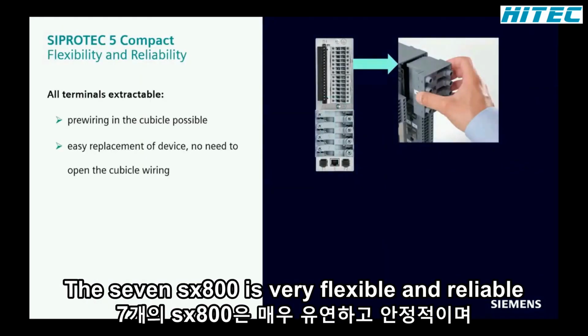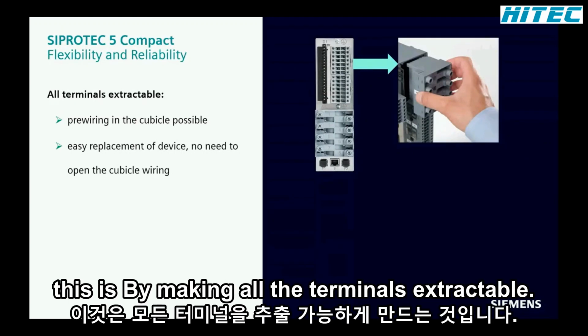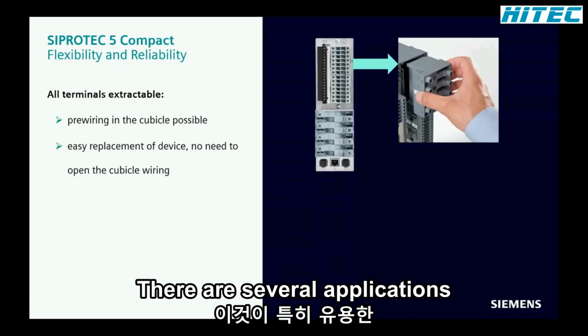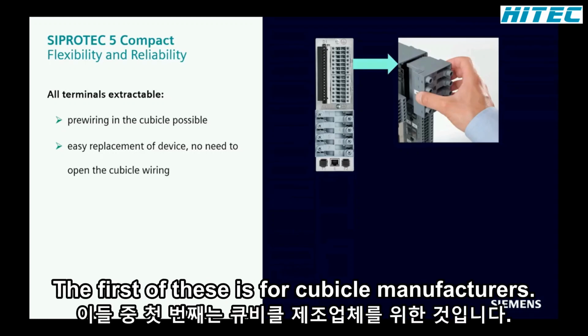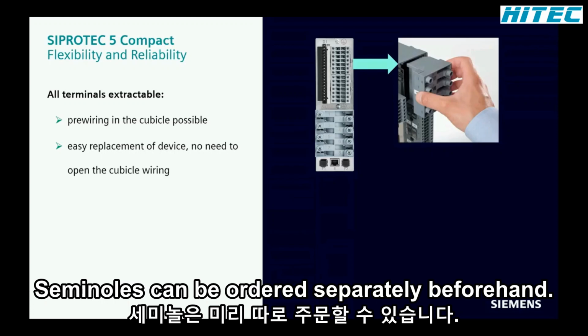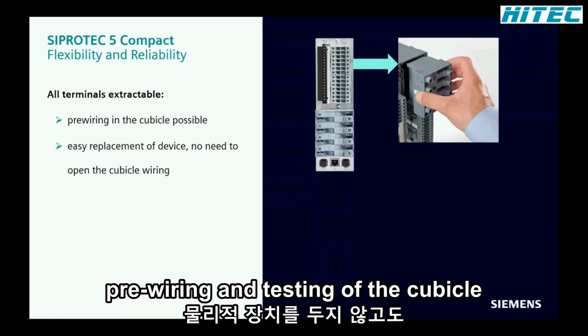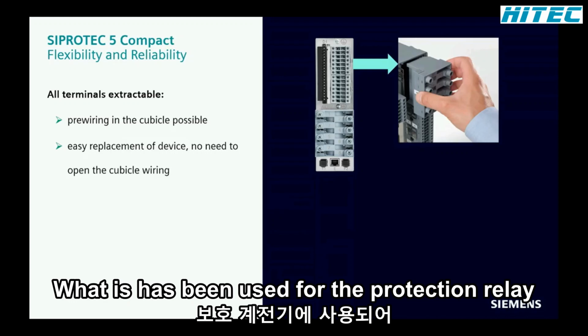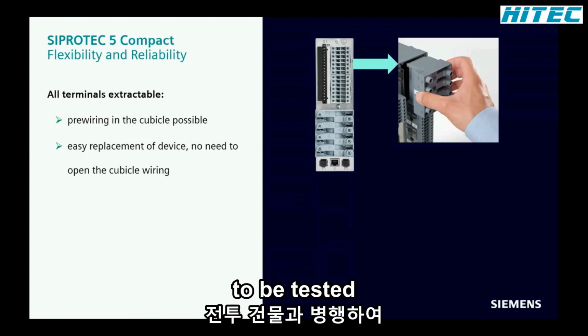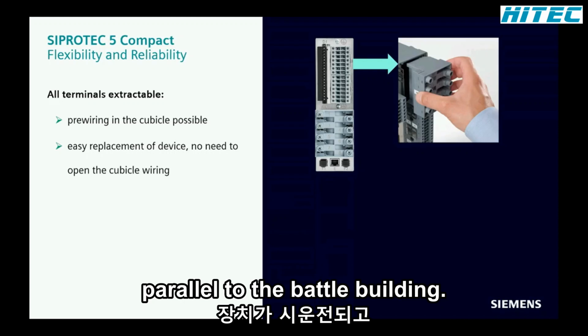The 7SX800 is very flexible and reliable. And part of the way that we achieve this is by making all the terminals extractable. There are several applications where this is particularly useful. The first of these is for cubicle manufacturers. Terminals can be ordered separately beforehand. This allows pre-wiring and testing of the cubicle without actually having to have the physical device on hand. What this allows then is for the protection relay to be tested and commissioned in parallel to the panel building.